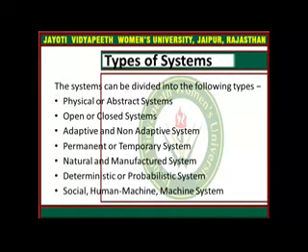Abstract systems are non-physical or conceptual entities that may be formulas, representations or models of a real system. Now the next is open or closed system. An open system must interact with its environment. It receives inputs from and delivers output to the outside of the system. For example, an information system which must adapt to the changing environmental conditions.